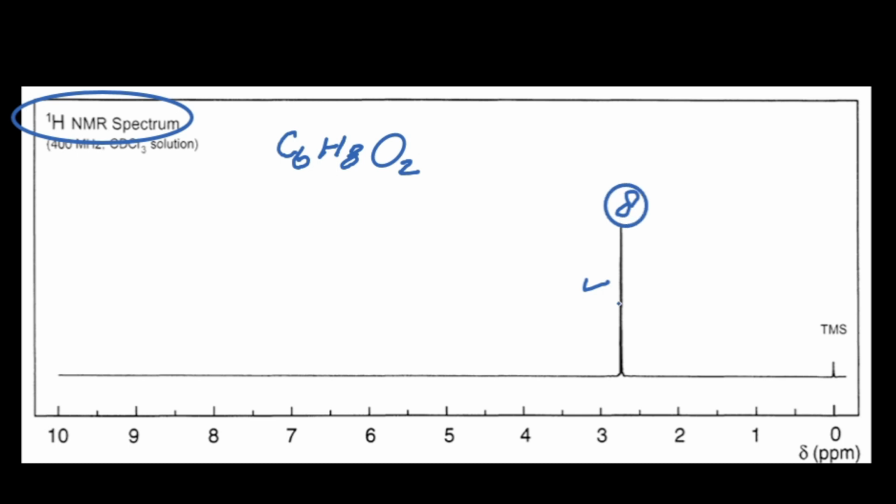So a single peak tells us that only one kind of hydrogen is present. The integration value tells us that 8 hydrogens are present in this peak. It means 8 hydrogens are present, and it is also defined from your molecular formula.